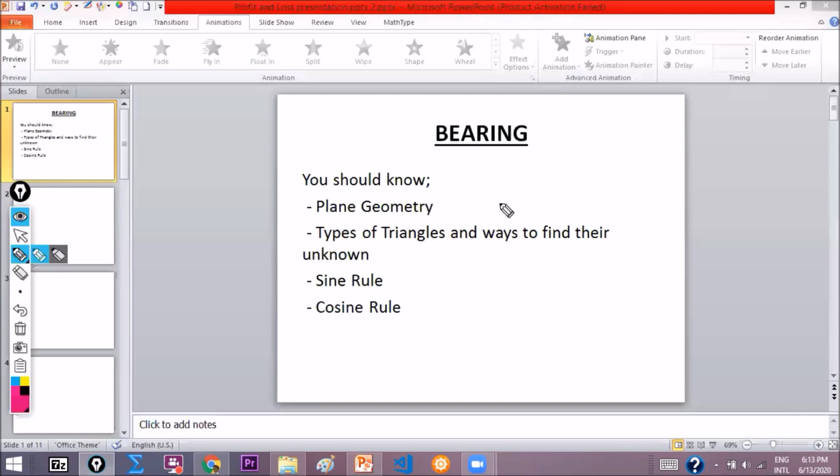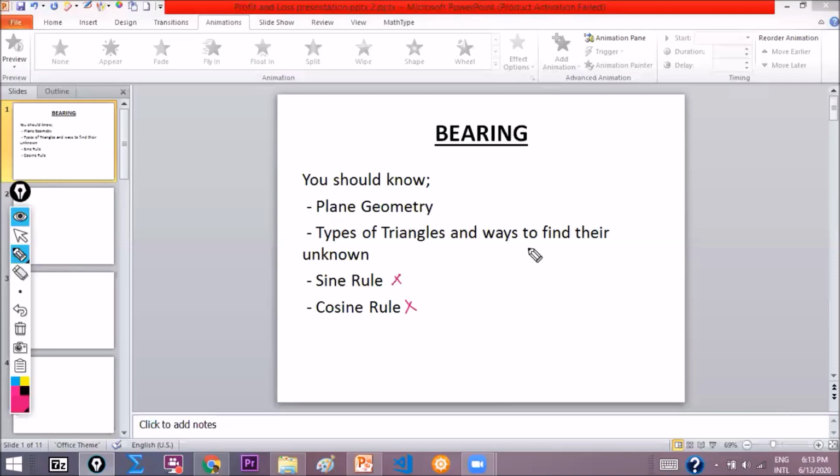So for bearing, what you should know when you want to start to do bearing, there's some prerequisite knowledge you should have. You should have knowledge of plane geometry, types of triangles, and ways to find the unknown. And you should know sine rule, cosine rule. I hope you know this. You know sine rule and you know cosine rule. Yeah. Okay, so these are the rules that will help us out in bearing.